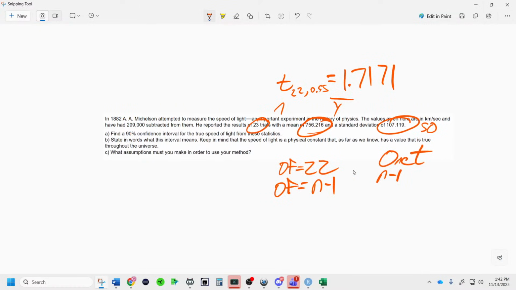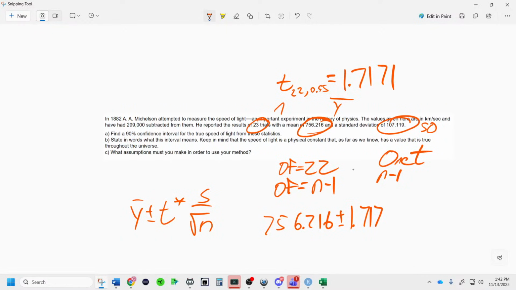So now the formula is y bar plus or minus t star times s over the square root of n. So y bar is equal to the sample mean, right? 756.216 plus or minus t, 1.717, and then s over the square root of n. Is this making sense, Peyton? This is the fun problem because of the decimals. 107.119.